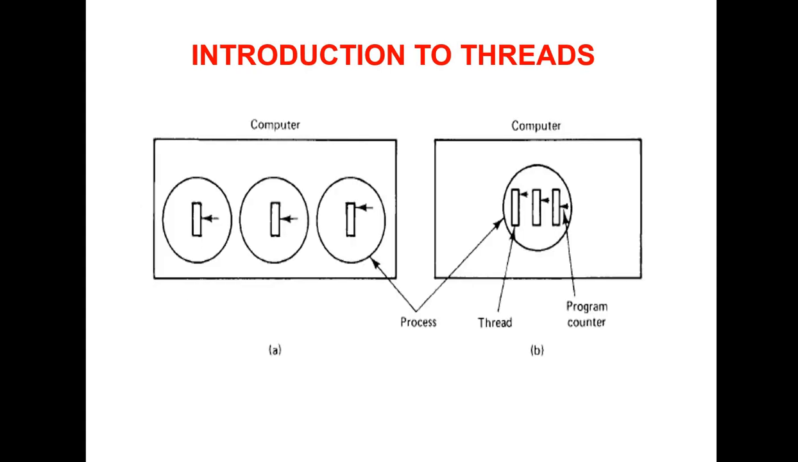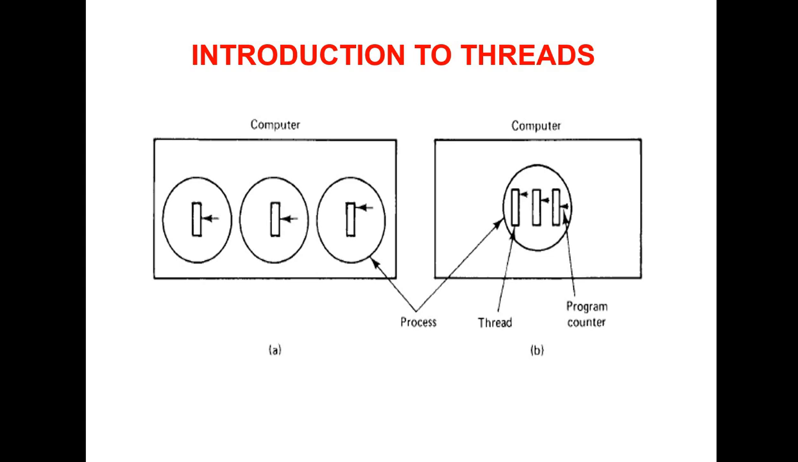Now see the figure A. In this figure A, we can see a machine with three processes. Each process has its own program counter, own stack, own register set and own address space.